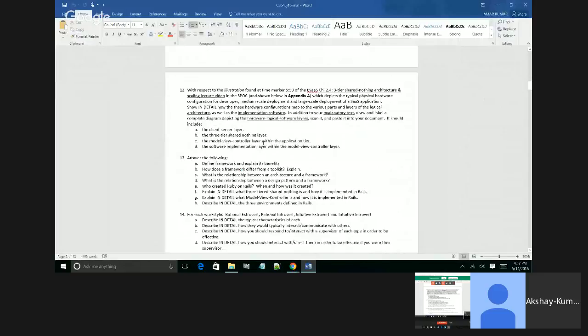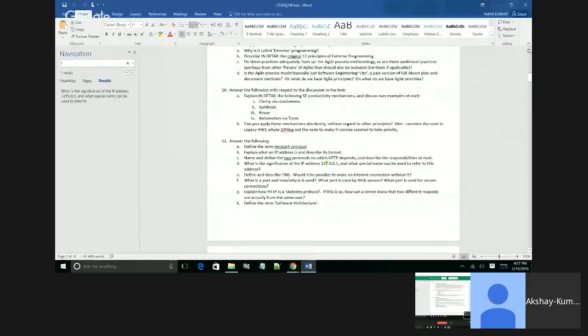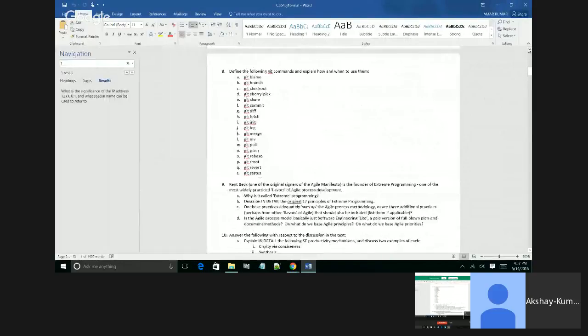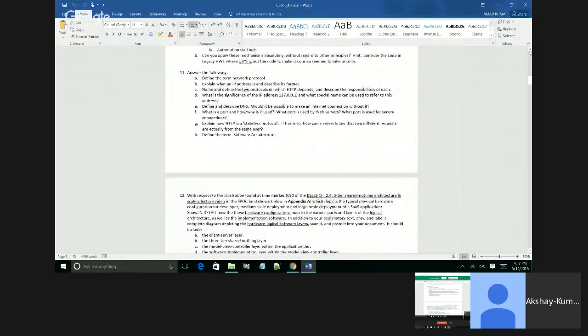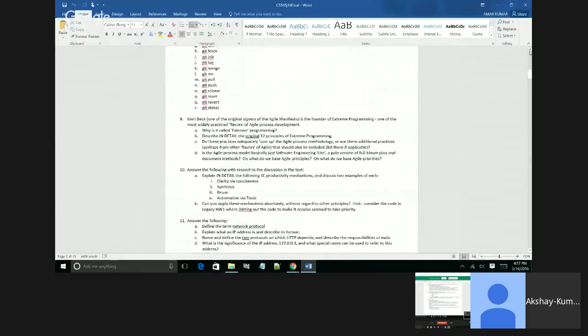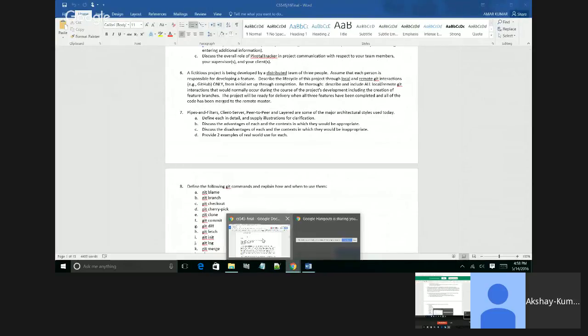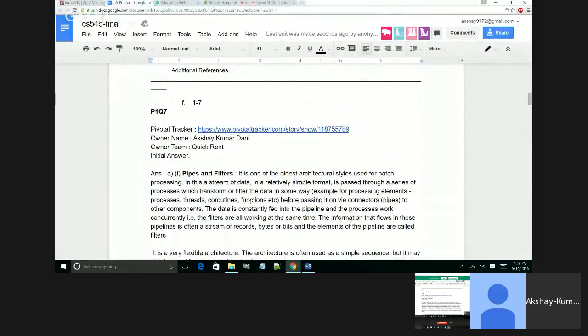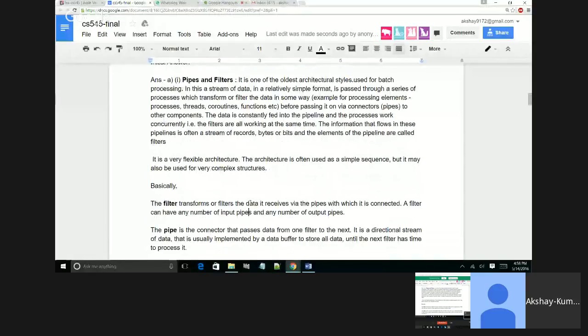Okay, so firstly for part 1, question number 7. I needed to explain the different types of architectures. The first part is to define each in detail and supply illustration for clarification. So here goes my first answer. I have taken each architecture one by one. First is pipes and filters. So I have defined them.